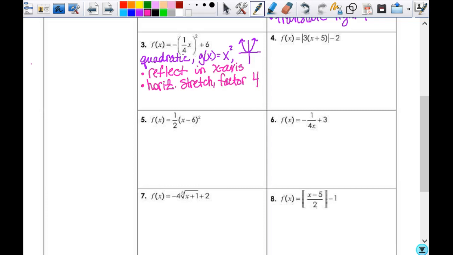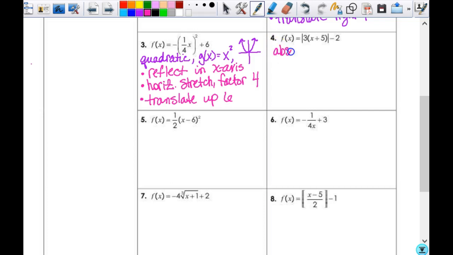So we've taken care of the negative. We've taken care of the 1/4. Now we've got this 6. So this means we're going to translate 6. Everybody okay with all that? Yes? Alrighty. So number 4, what is this?